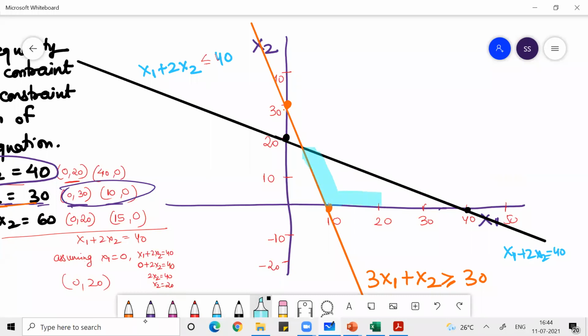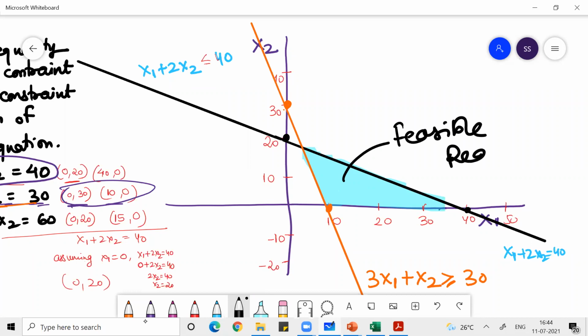Sir, this is the area. I hope you are getting it. Think about the first line and the second line. So what is the area? This area is called the feasible region, guys. This is called the feasible region. So we need to think about the area which is common between these two lines.